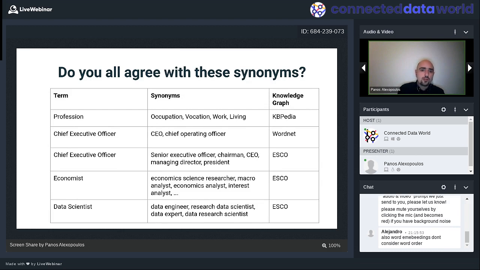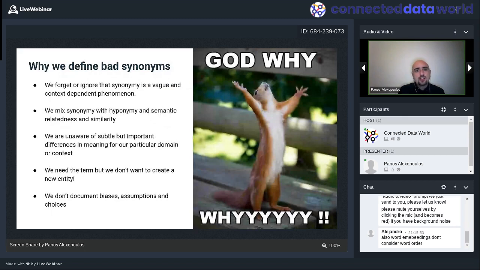Most of us that work in corporations and companies know that these two professions are different, right? They do share similarities, but they cannot really be considered the same job. So why do we define bad synonyms? Why do we say that these are synonyms when they are not? Usually we forget or ignore that synonymy is a vague and context-dependent phenomenon. So we're pretty sure that just because these two terms seem to be used almost interchangeably in our context, in our scenario, then of course they are synonyms.